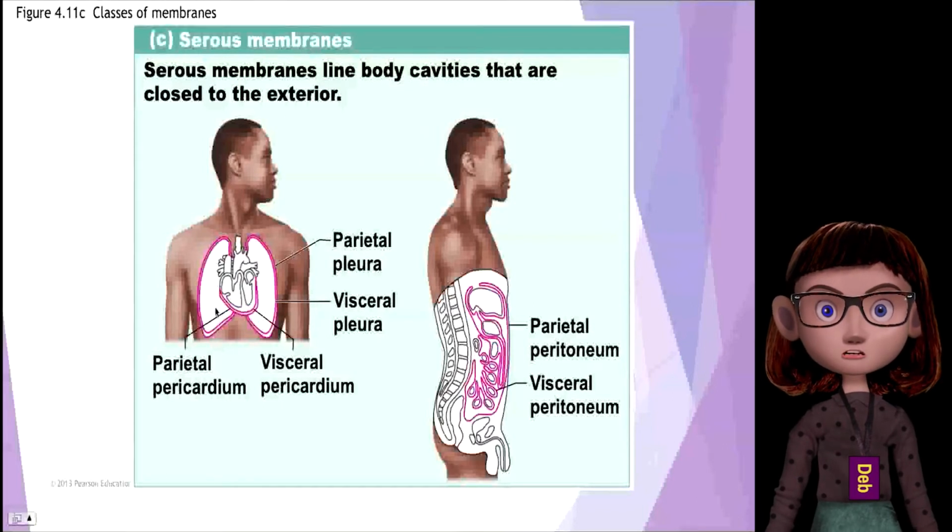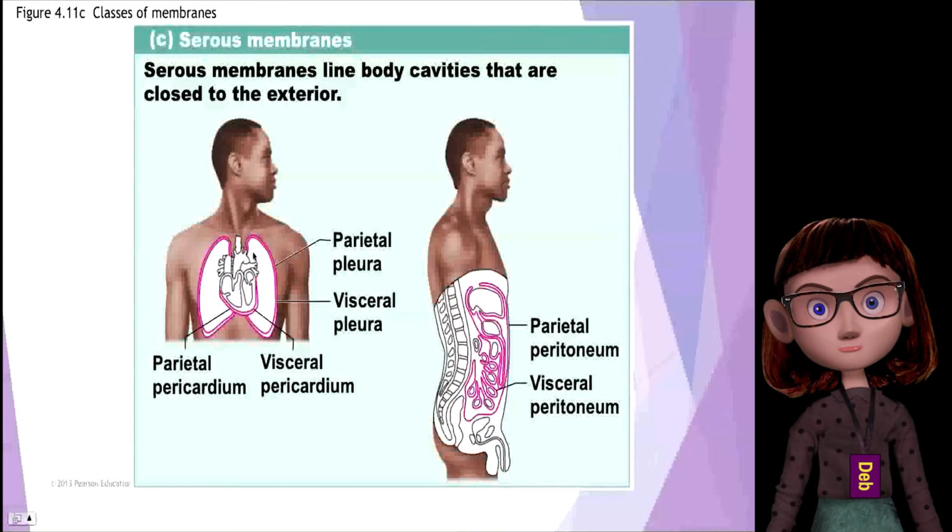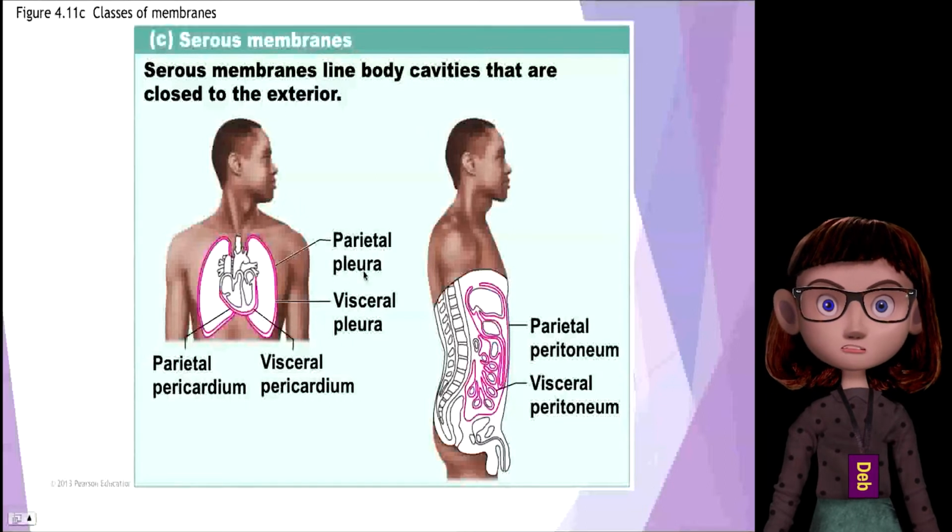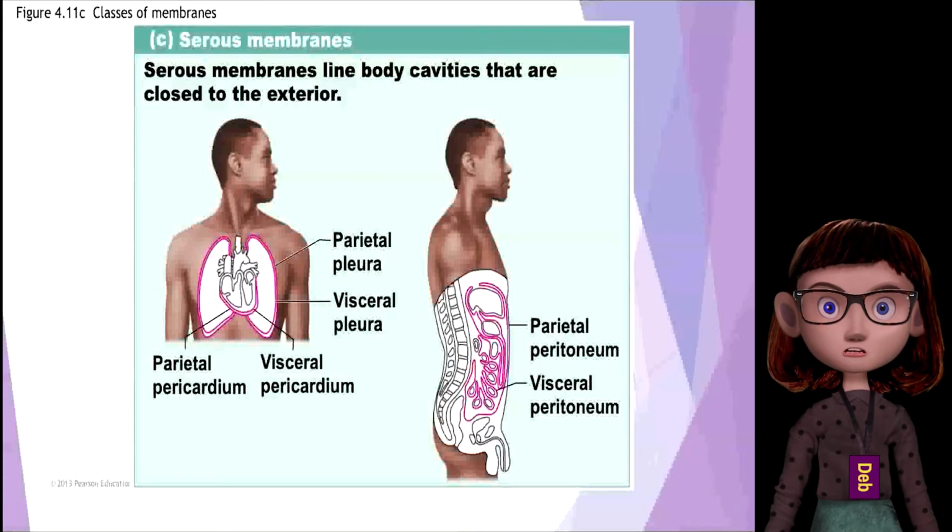So here we see pleura. Pleura are the serous membranes that line the lungs. The parietal pleura cling to the thoracic cavity inside, and then the visceral pleura is this little layer right here. These are indicated in a fuchsia color. The visceral pleura cling to the lungs.